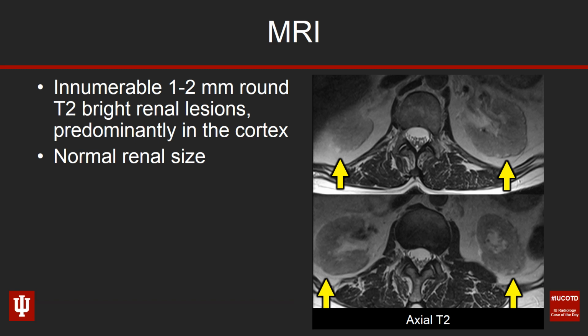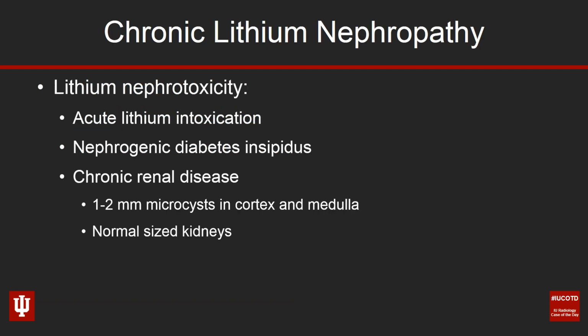We see that there are innumerable 1 to 2 millimeter round T2 bright renal lesions both in the renal cortex and medulla. The kidneys are also normal in size. No other lesions are shown in the kidneys, adrenal glands, or pancreas. There is an incidental left extrarenal pelvis. This is a case of lithium nephropathy.